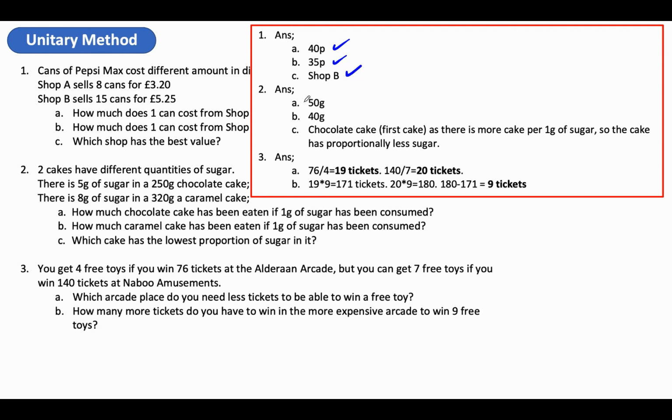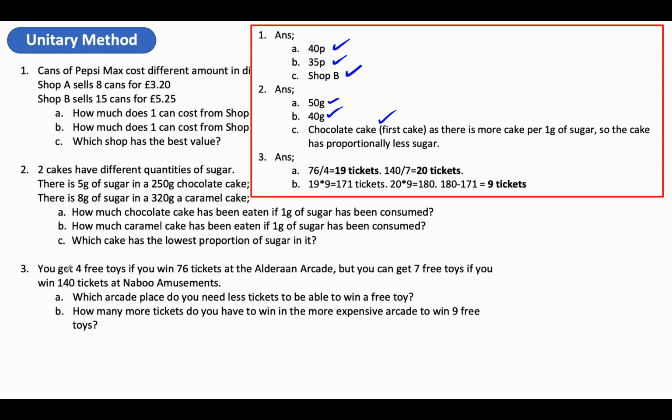The second question. 2 cakes have different quantities of sugar. So how much chocolate cake has been eaten? If you eat 1 gram of sugar, that means you've eaten 50 grams of this cake. How much caramel cake has been eaten if you eat 1 gram of sugar? That means you must have eaten 40 grams of cake. So which cake has the lowest proportion of sugar? It's got to be chocolate cake because you need to eat more cake to get that amount of sugar. So proportionally there must be less sugar in it. That's a tricky question to get your head around. Hopefully you got it right.